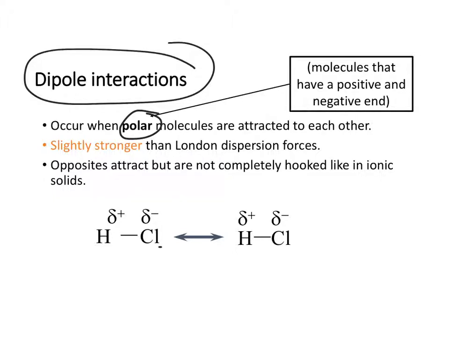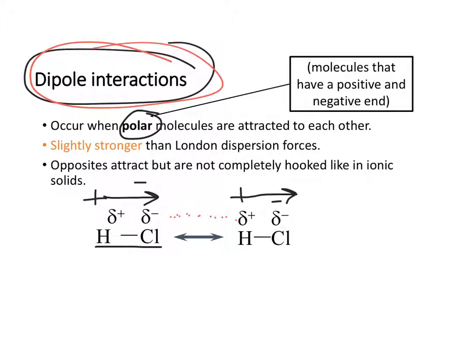Take, for example, this HCl, which is hydrochloric acid. Hydrogens tend to have more of a positive charge, and the chlorine tends to have more of a negative charge. The reason for that, chlorine is more electronegative, so it pulls on electrons more. If you take a look at this hydrogen, it's going to be more positive, and this chlorine is going to be more negative. Because of that, you are going to have that attraction between the polar molecules, that positive and negative end. So that's going to be called a dipole interaction.